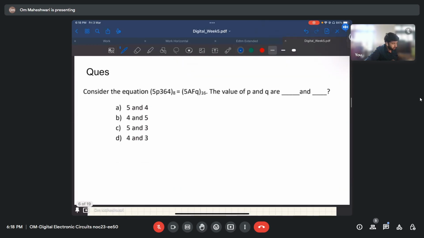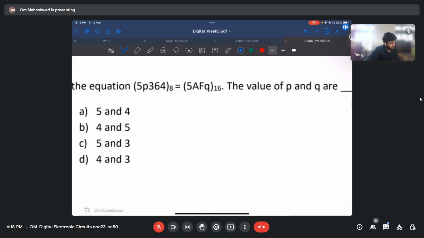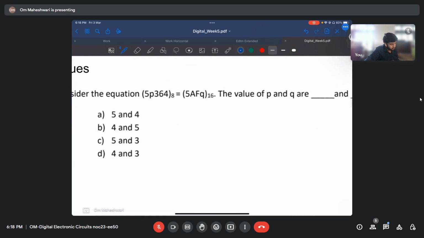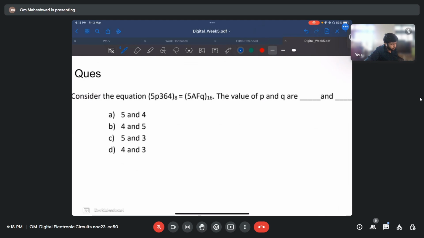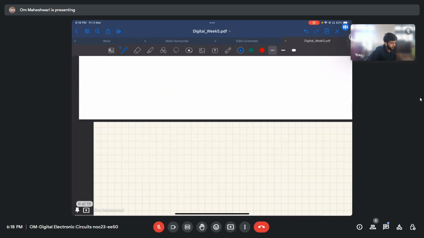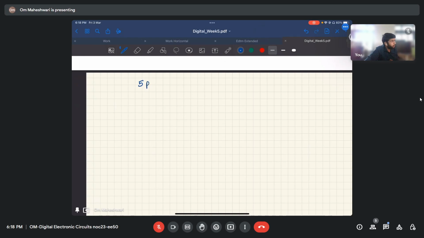This is a very interesting question. They say that we have this equation where some number in octal form is equal to some other number in hexadecimal form, right? We have to find the values of P and Q. So how do we do it? Let me rewrite it. We have 5P364 base 8 equals 5AFQ base 16.